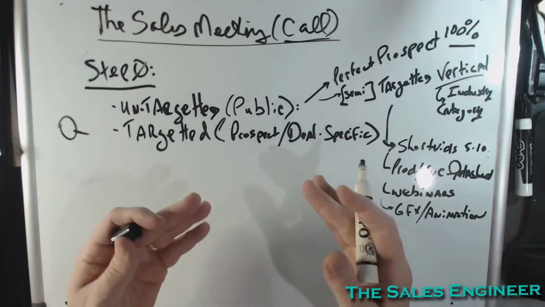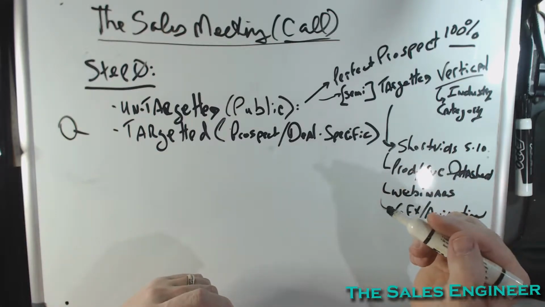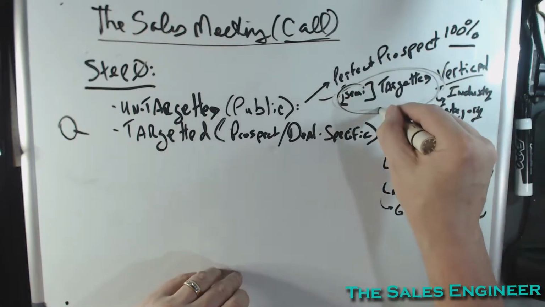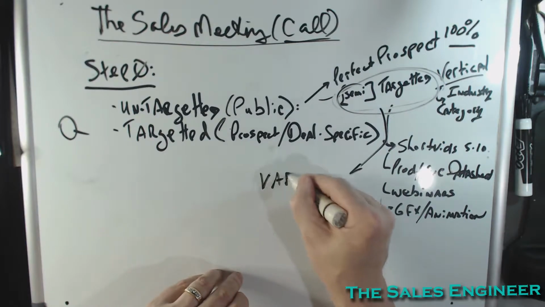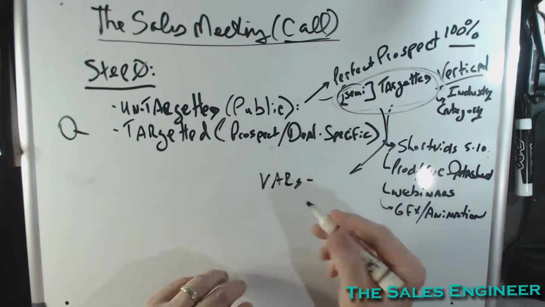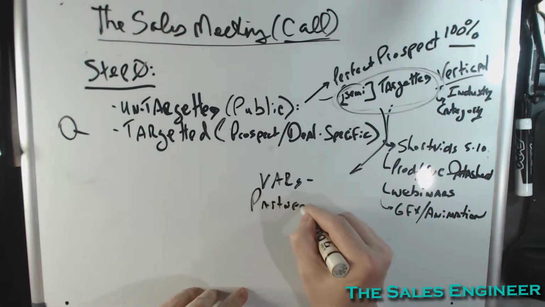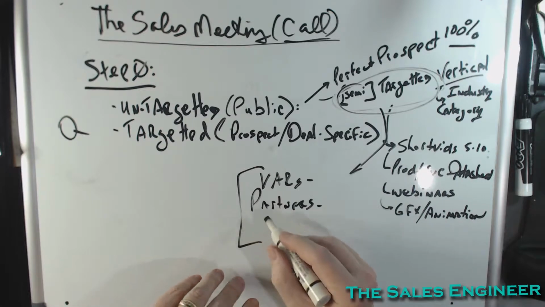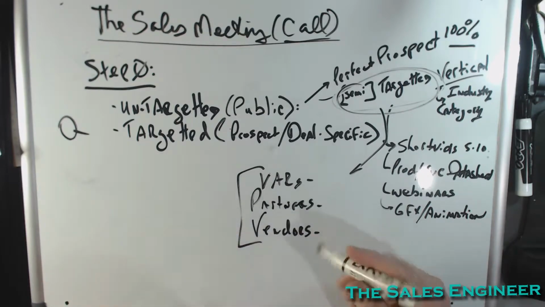So the semi-targeted stuff that I was talking about, let me give you a good example of this. A good example is with, for example, VARs. They could be VARs, what we're calling loosely partners. There's a whole other thing I could do about that. And we're talking about vendors. Now, I won't even get into the different relationships you can have with vendors.